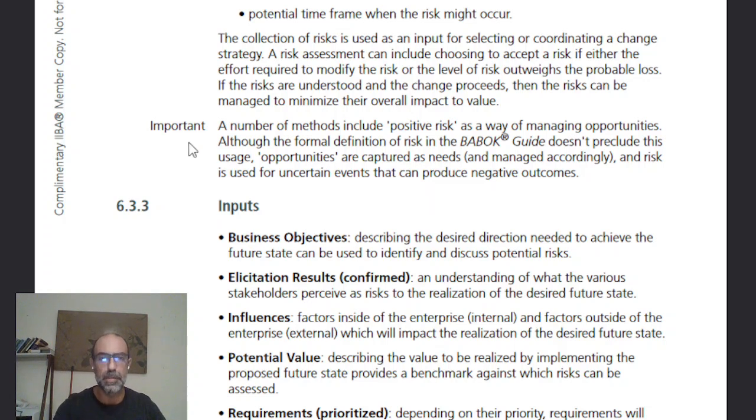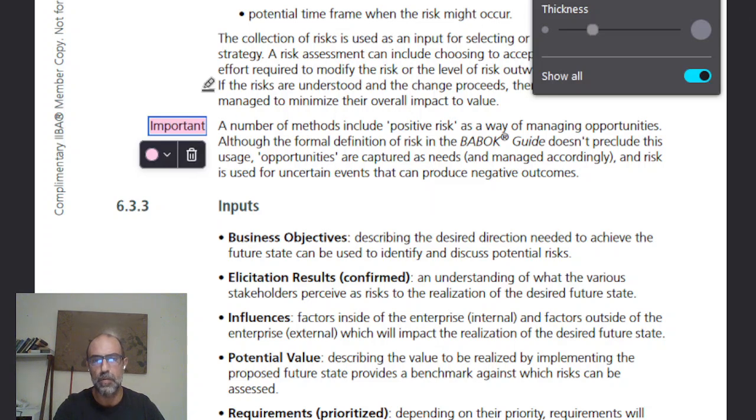Important. Here they say important, so I'm going to give it one of those red ones.